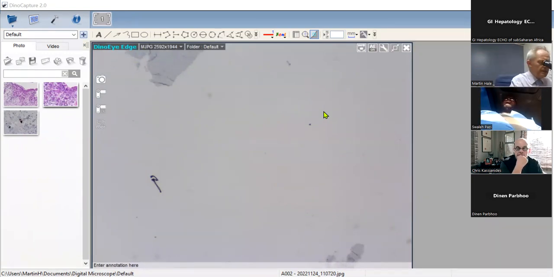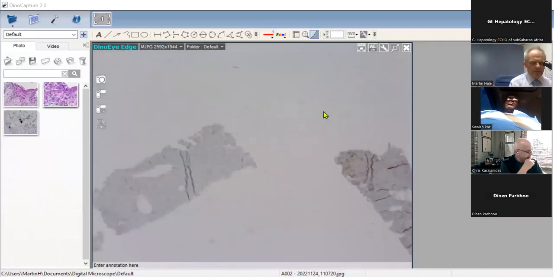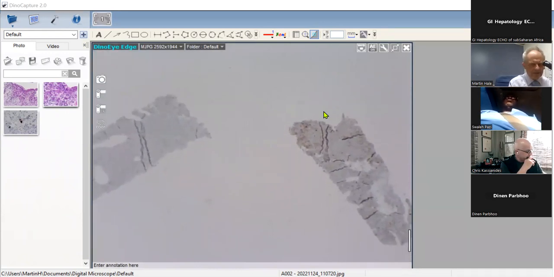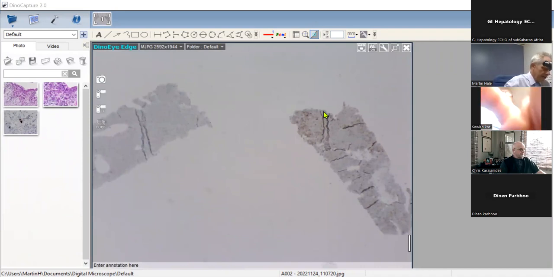Okay, so as I was saying, if we look under low power, we can see that the majority of these biopsies are in fact negative for glypican-3. So the positivity rate, if I remember correctly, for glypican-3 in hepatocellular carcinomas is of the order of sort of 60 to 70%. So it's not as high as one would like.